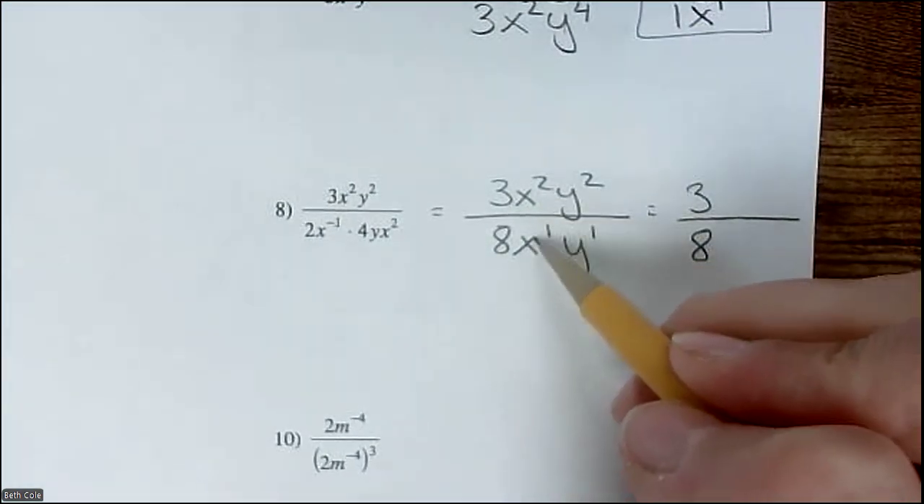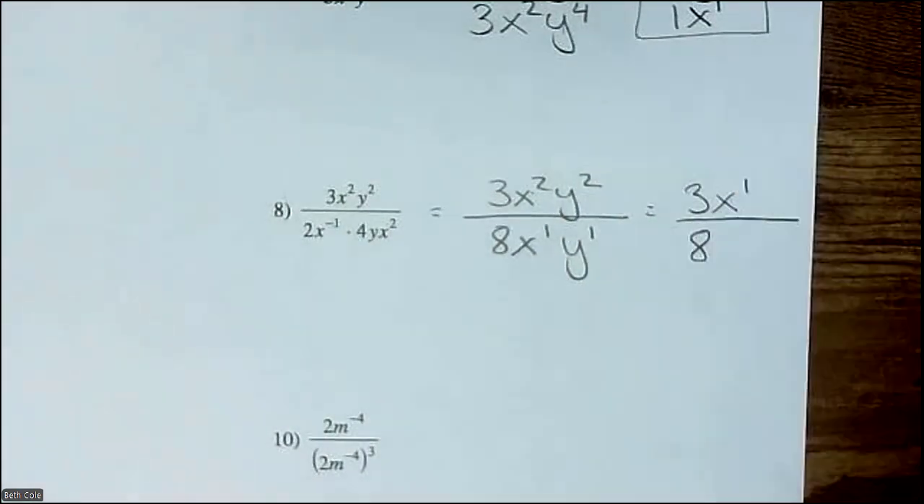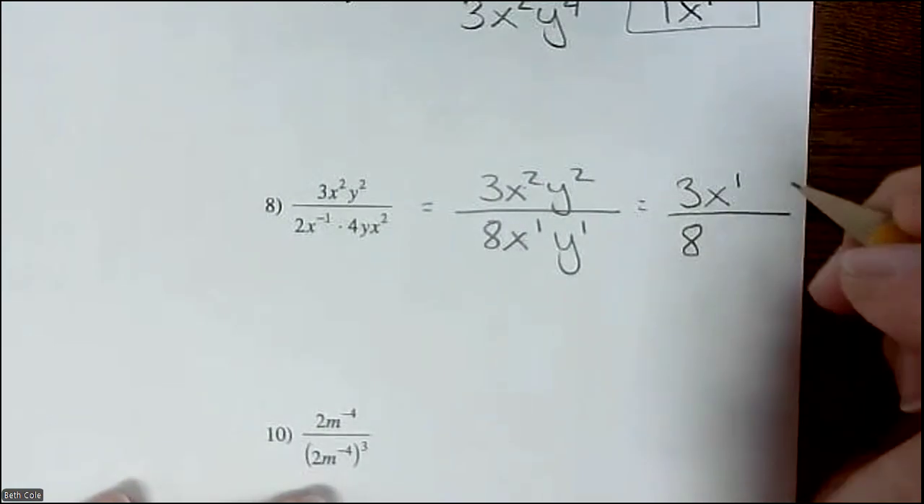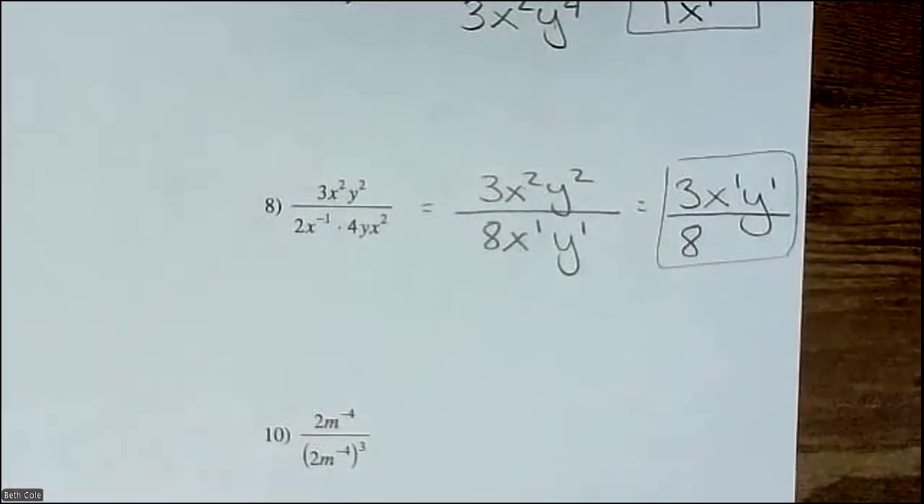All right, do your tug of war. Which side wins for x? The top. By how much? 1. And then y, the top by 1. So same thing. All right, one more.